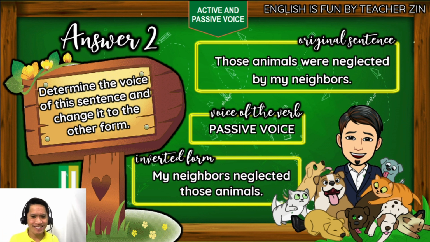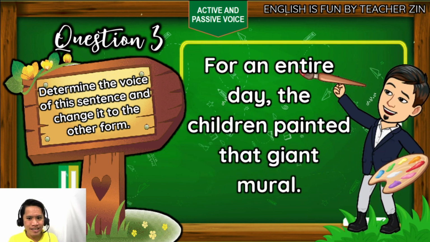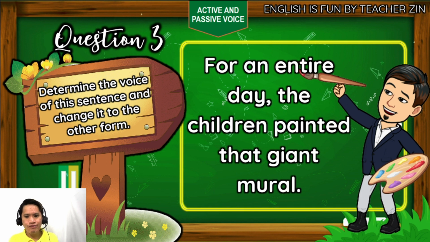Good job. Now let's have the last question, alright? Let's see if you can get this question correctly. This time, we have this sentence. For an entire day, the children painted that giant mural. Can you tell me if it's in the active voice or in the passive voice? And can you change it in the other way around? Good luck!